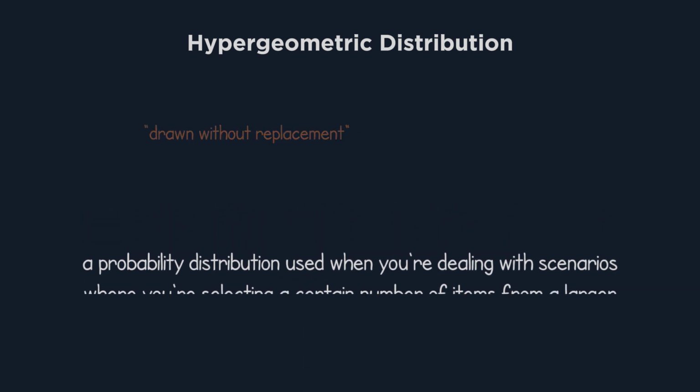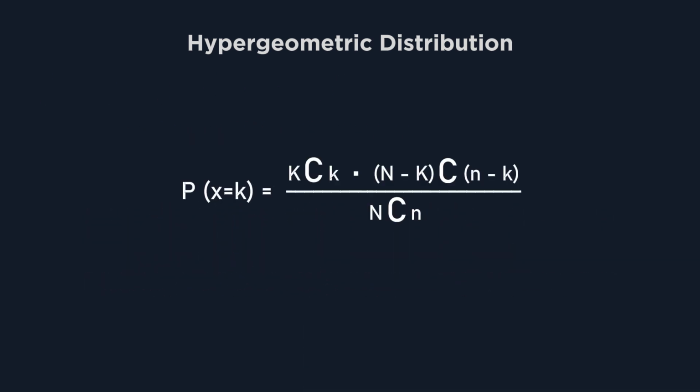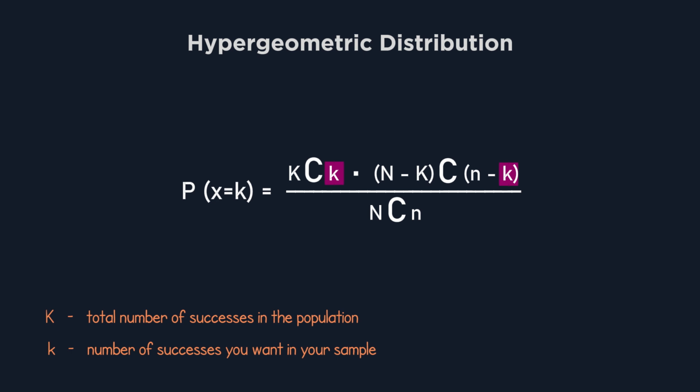Now, let's talk about the formula used to calculate probabilities in hypergeometric distribution. It may look a bit complex, but I'll break it down for you. The uppercase K is the total number of successes in the population, while the lowercase k is the number of successes you want in your sample. The uppercase N is the total population size, while the lowercase n is the number of draws or trials.